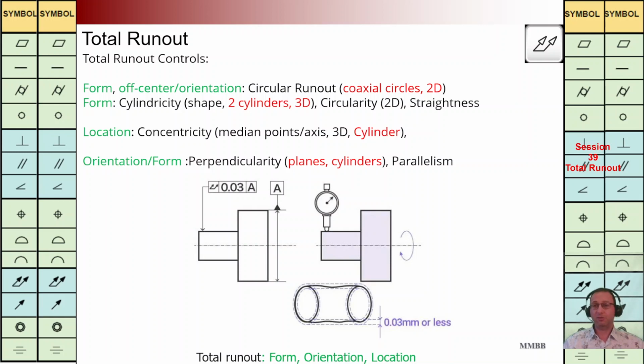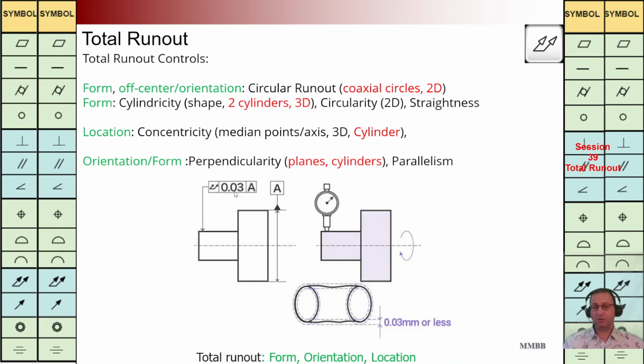Today we're going to talk about total runout. At top right, we can see this symbol. This symbol is going to represent total runout. In the first example, we are going to implement total runout. We can see here it's going to refer to this surface.